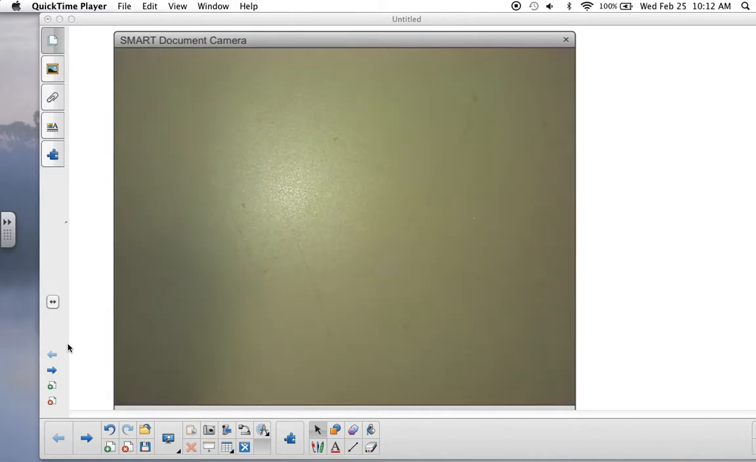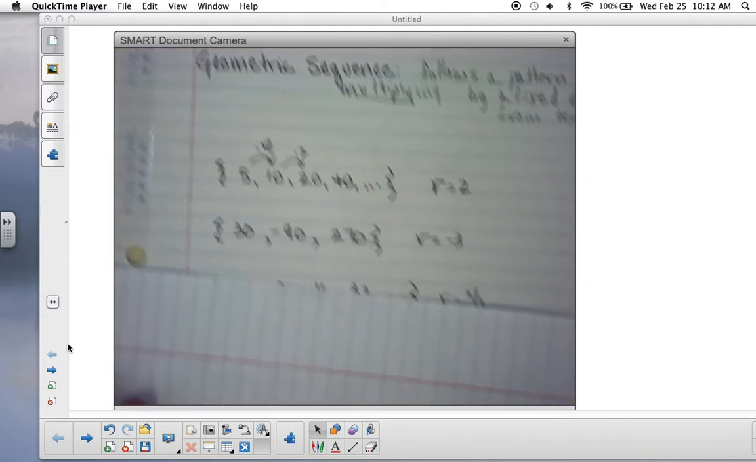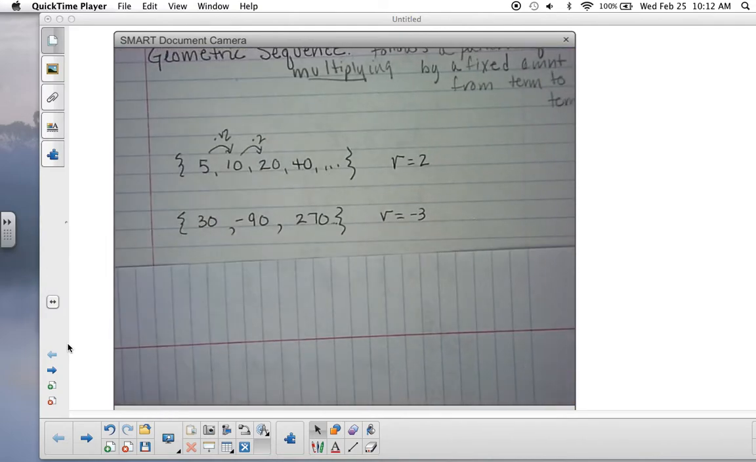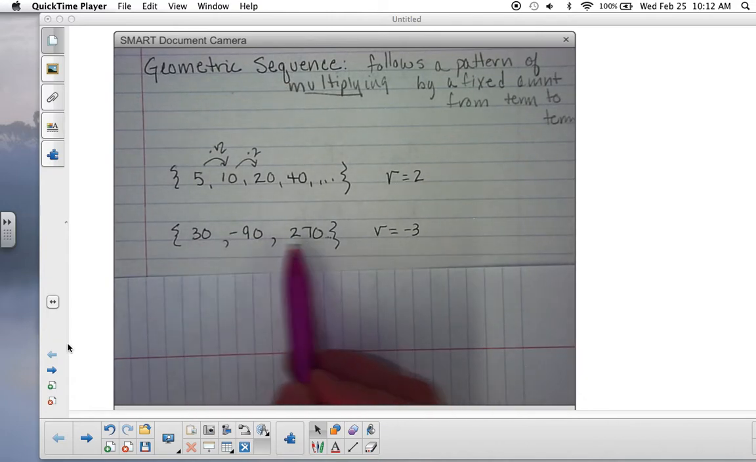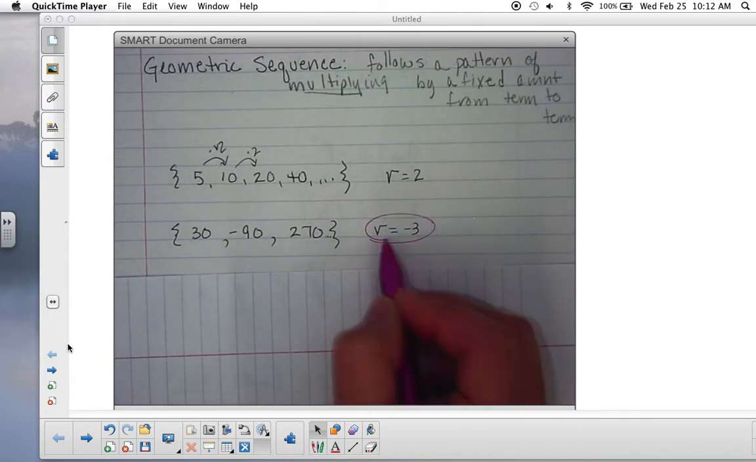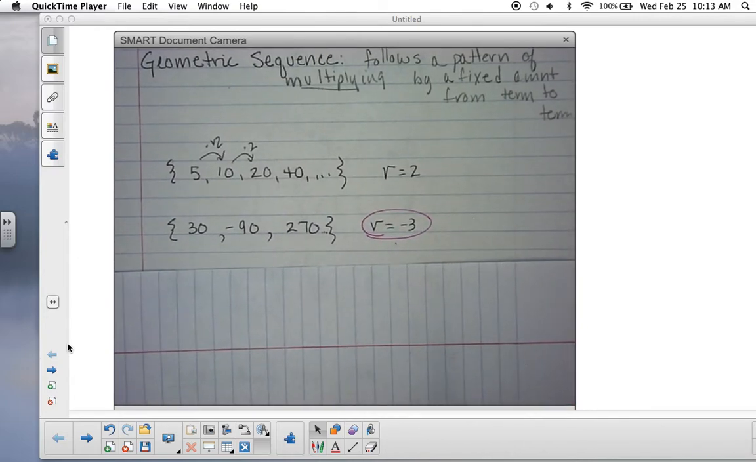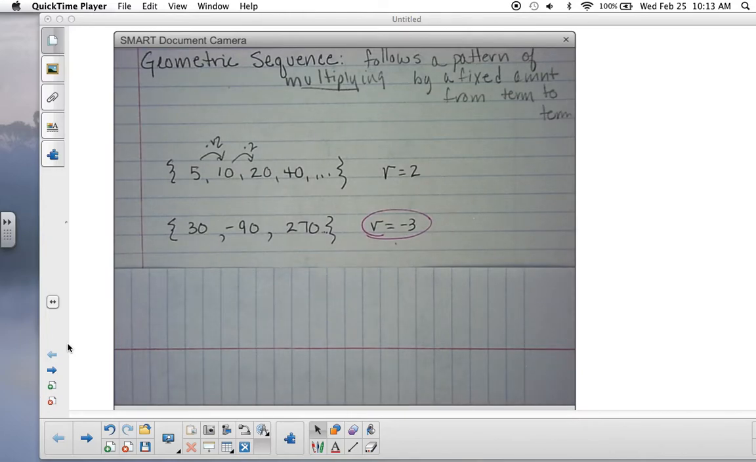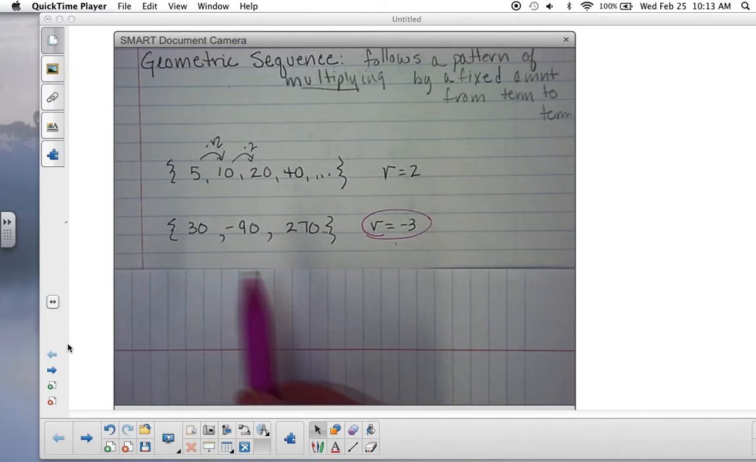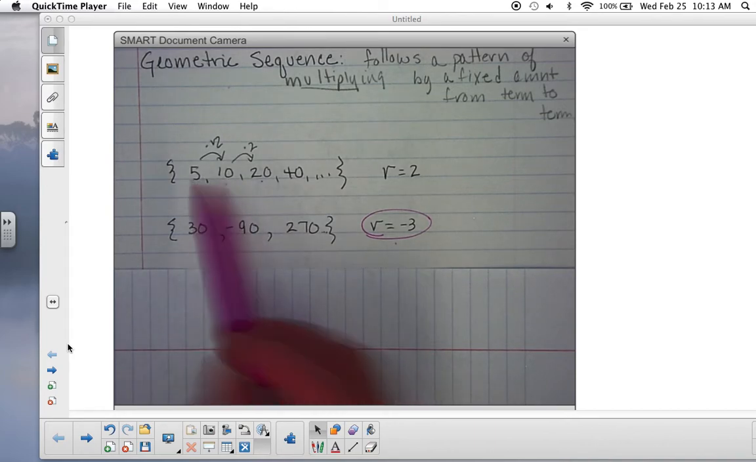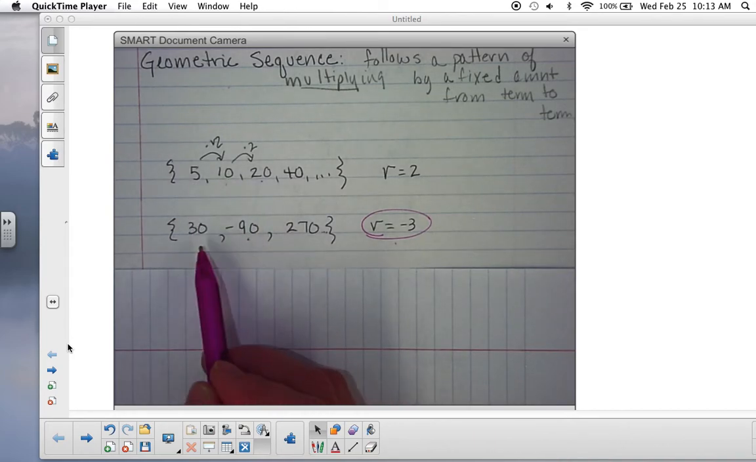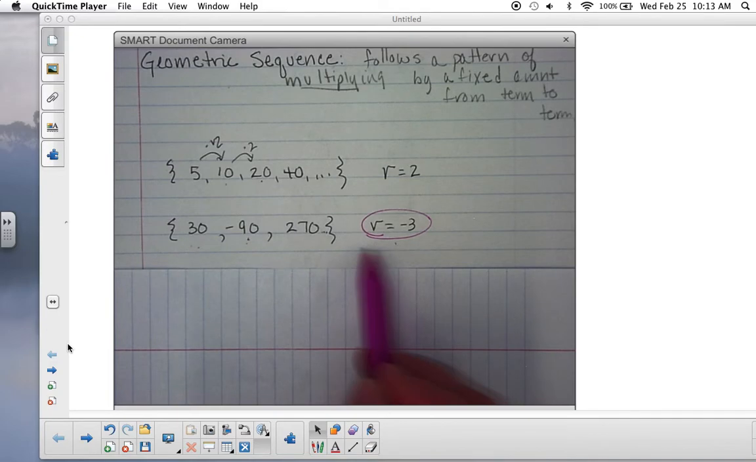Here's example 2. Suppose you've got 30, -90, 270. We're multiplying by 3 every time, but since we're going positive, negative, we're multiplying by a -3 here. That's our fixed ratio. And you may be able to figure that out quite simply, or if you can't really figure it out and you are unsure, all you have to do is divide. So if I had done 40 divided by 20, I'd get 2. Or 20 divided by 10, I'd get 2, or 10 divided by 5. So you pick any number and divide by the one right previous to the left, and that would give you your fixed ratio. So -90 divided by 30, the answer would have been -3.